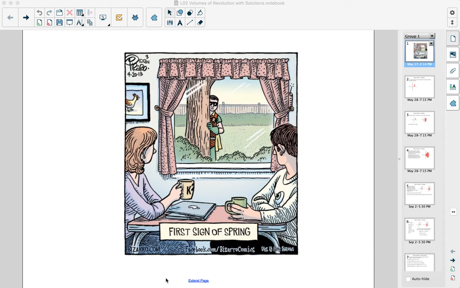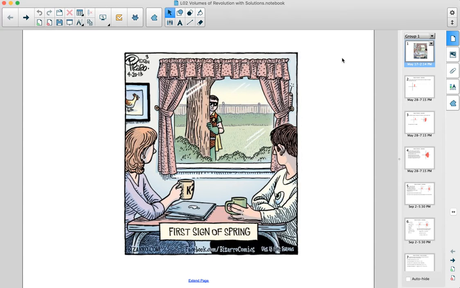Now, I know it's probably a little late for this joke, but the weather wasn't cooperating earlier. So since the weather's getting nice, I figure it's a good time to show you this comic. The First Signs of Spring. And then you check and you always see a robin. But that is one of my favorite comics. First Sign of Spring, when you see a robin.